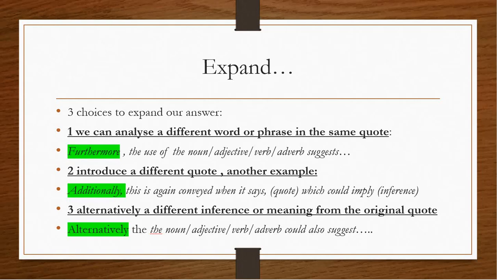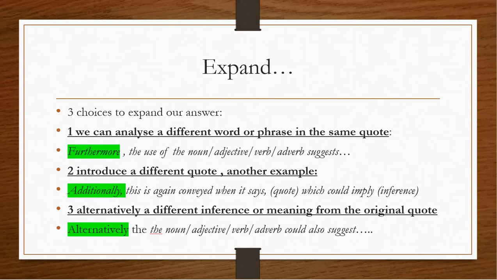Furthermore, the noun also tells us that. Or it might be, you've talked about the noun in your point, evidence, explain, and in your furthermore: furthermore, the adjective in this quote suggests. Number 2, we could introduce a new quote, another example that backs up the point that we've made. Additionally, this is again conveyed when it says, use a new quote, which could also imply. So we're adding a second quote in number 2, or we could go with number 3, alternatively, a different inference or meaning from the original quote.